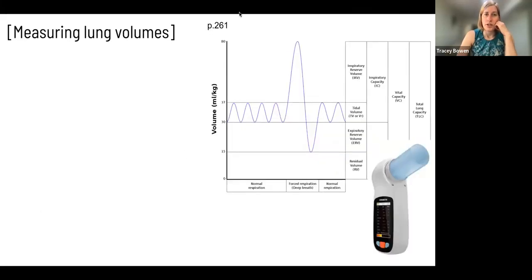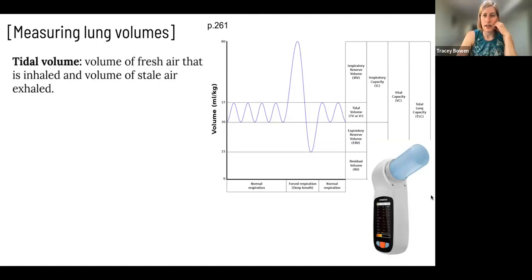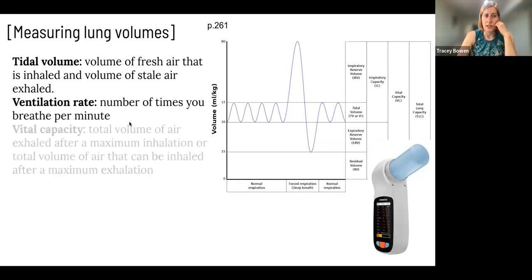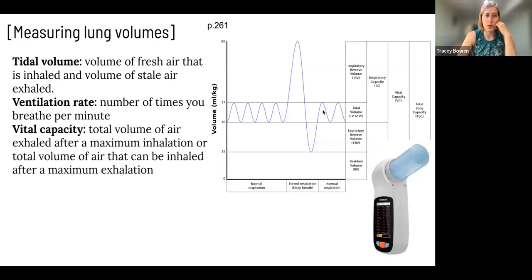So if we wanted to measure lung volume, this is page 261, there are a few different things that we could be measuring, and we would use something called a spirometer to measure it, where you breathe into it. First one is tidal volume. That's how much air is going in and out of your lungs as you breathe. So you can see there, that's tidal volume. Ventilation rate, that would be how many times you're breathing per minute. Vital capacity is the total volume of air exhaled after a maximum inhalation, or the total volume of air that can be inhaled after a maximum exhalation.